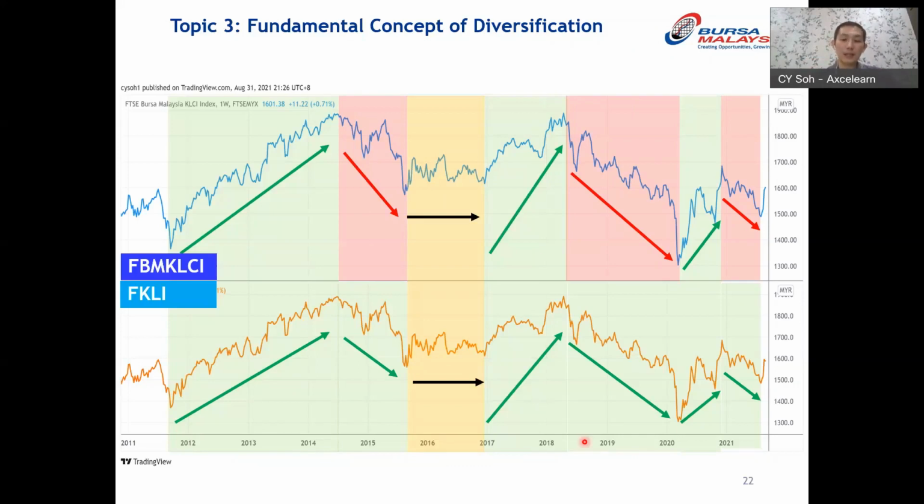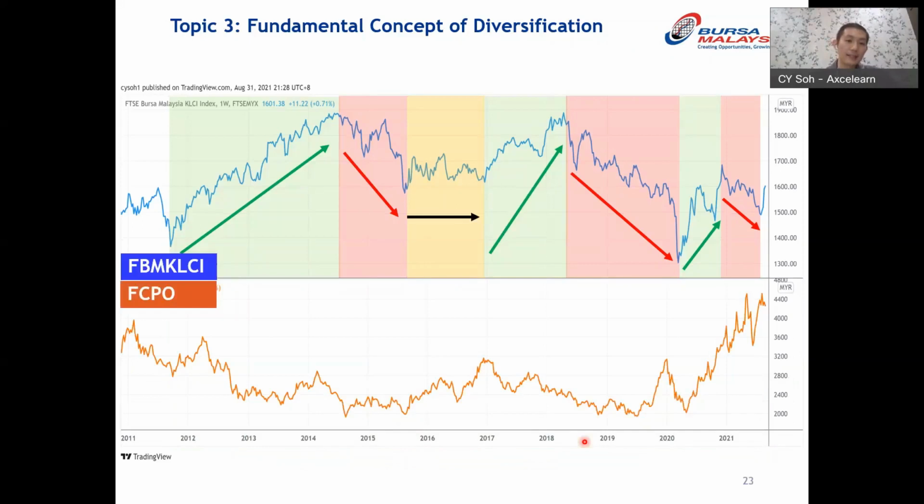Okay, so later on, in the last chapter, I'm going to share with you how you can do that. So here, in simple terms, FKLI has a very high correlation with FBMKLCI. And the next thing we want to look at is the FCPO, which is the Commodities Futures.